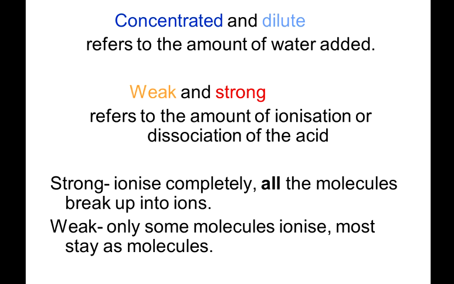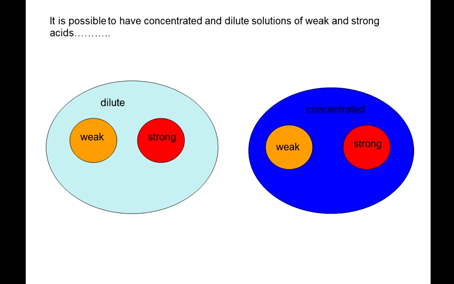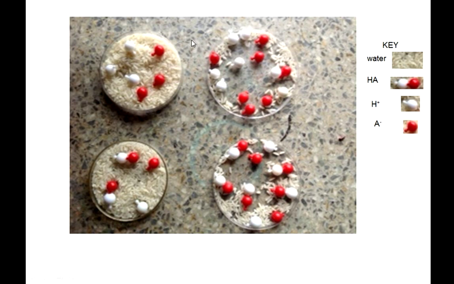There needs to be some hydrogen ions released for a substance to act as an acid. So in fact, we have 4 possible combinations, because we can have dilute and concentrated solutions, and within those subsets we can be representing weak and strong acids. In the next slide, we're going to make a model of that.